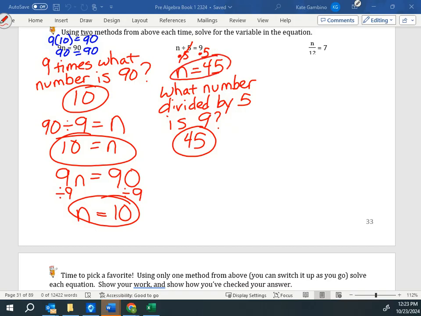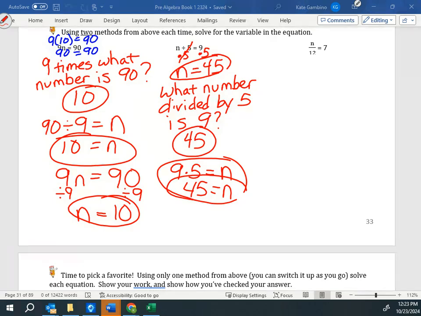And the last one, my fact families. Instead of doing n divided by 5 equals 9, what would be the fact family that would help us? Any guesses? What's the fact family we're looking for, Claire? 9 times 5 equals n. And I know 9 times 5 is 45.